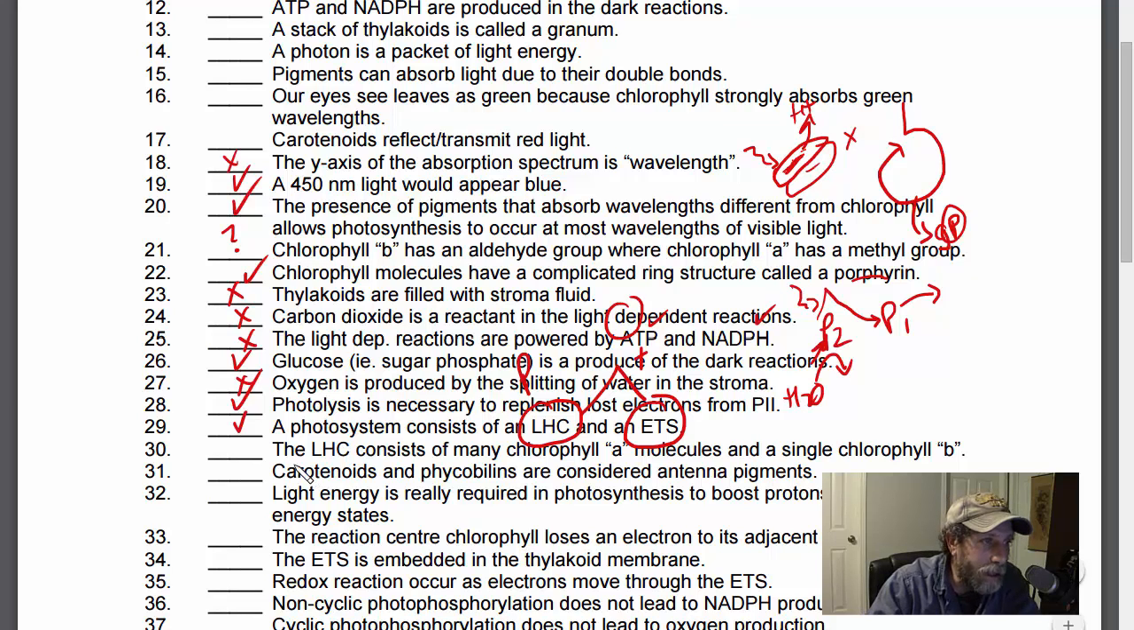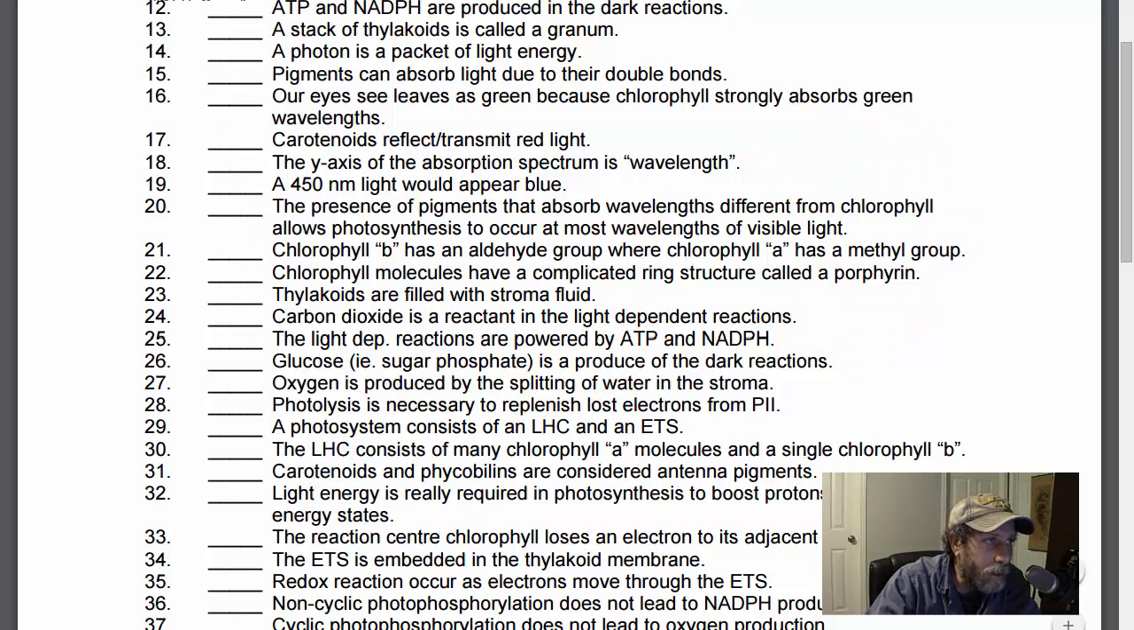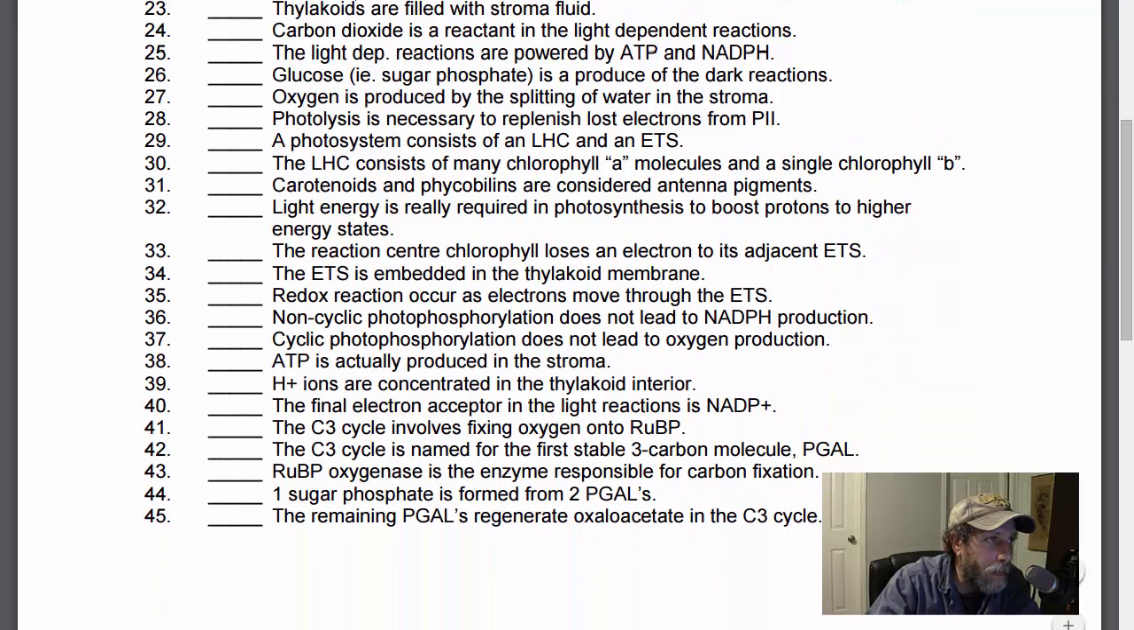I want to clear this again and make a bit more room and possibly move it up. Okay. 30. The light harvesting complex consists of many chlorophyll A and a single chlorophyll B. Well, this is backwards, right? Should be many chlorophyll B and a single chlorophyll A. So this is wrong. Carotenoids and phycobilins are considered antenna pigments. Yes, they are. They absorb sunlight energy, pass that energy eventually to the trapped chlorophyll or the chlorophyll A.